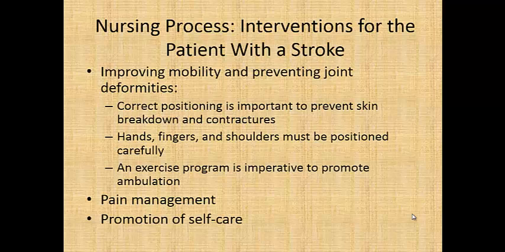Improving their mobility and preventing joint deformities is going to be a very important part of our treatment of patients with a stroke. We want to make sure to position them correctly to prevent skin breakdown and contractures. Their hands, fingers, and shoulders need to be positioned carefully, and an exercise program is really important to promote ambulation. We're going to have to maintain pain management, and really, it's going to be so important for us to promote self-care. So involve the patient as quickly and in as much of their own care as they can.